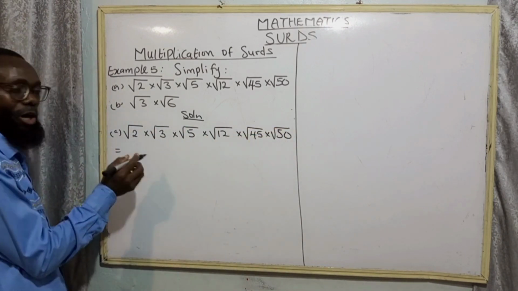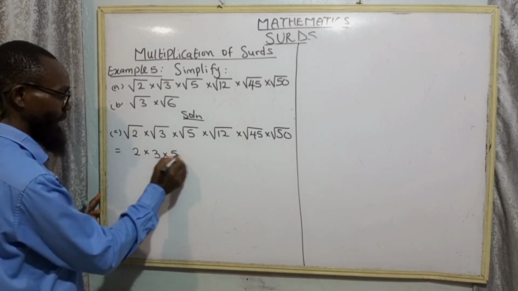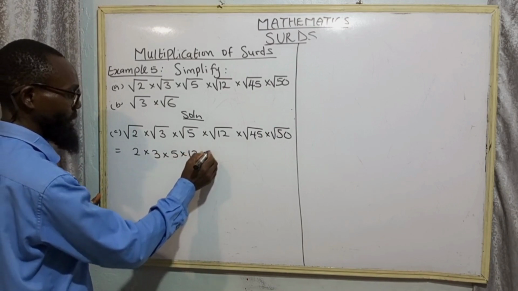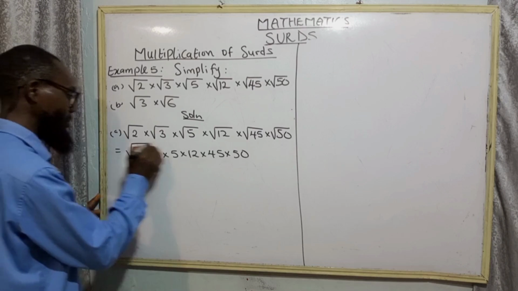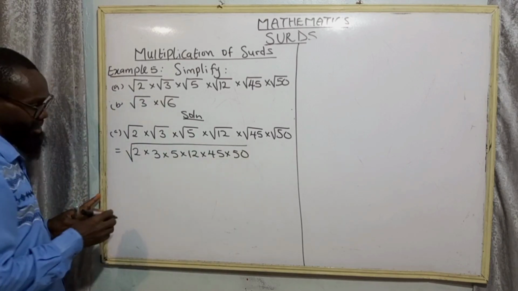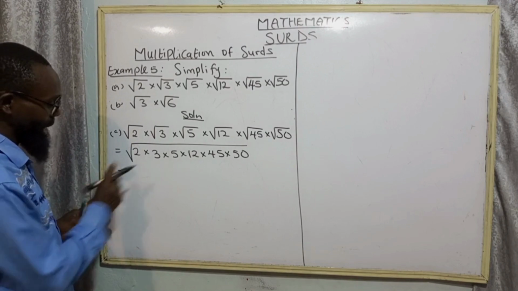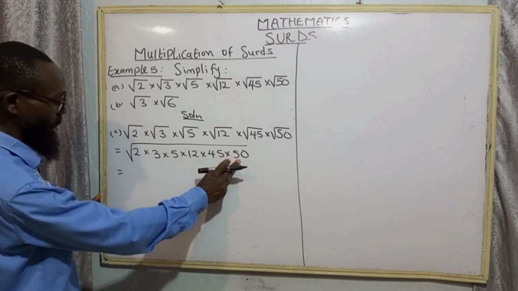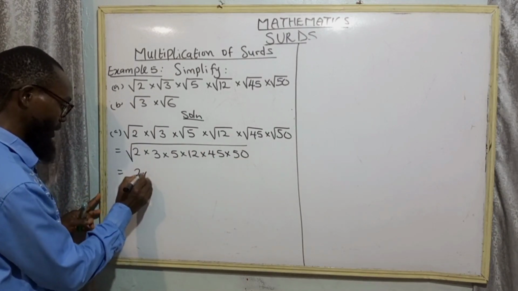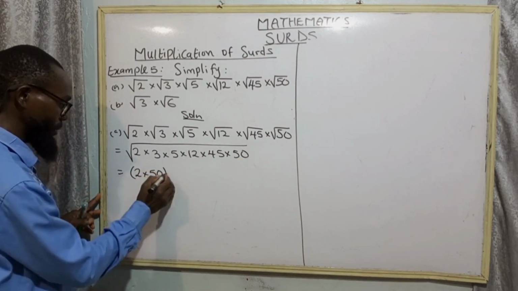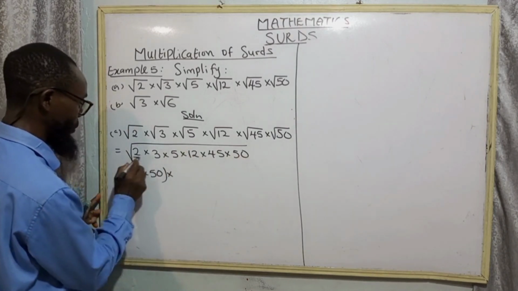We can take this one under the same umbrella. 2 times 3 times 5 times 12 times 45 times 50, all have a square root. So how do we go about it? I can multiply 2 times 50 which can give me 100. I can find the square root of 100. So it will be 2 times 50, multiplied by another one, 2 times 50. So I've taken this one.